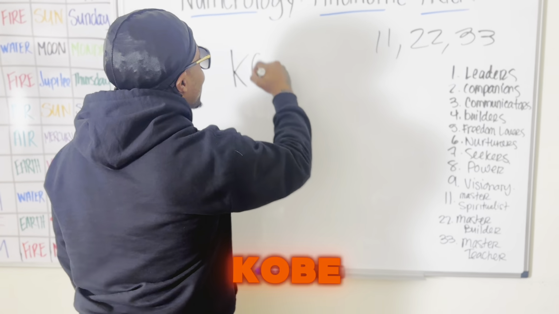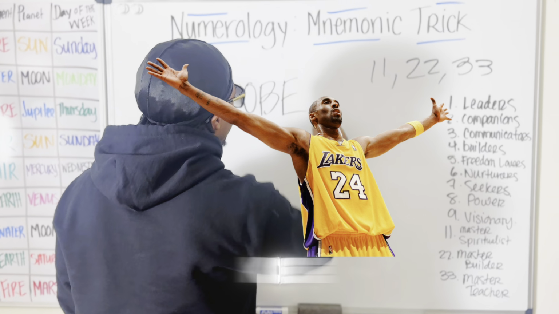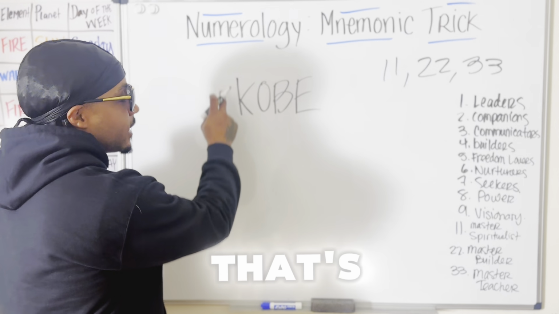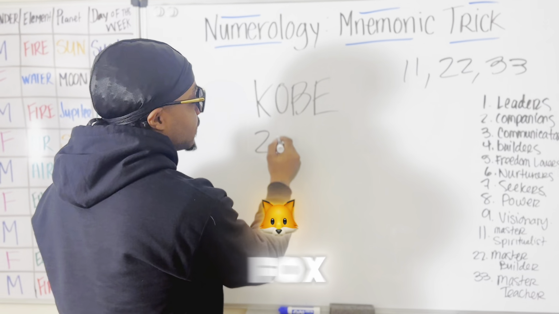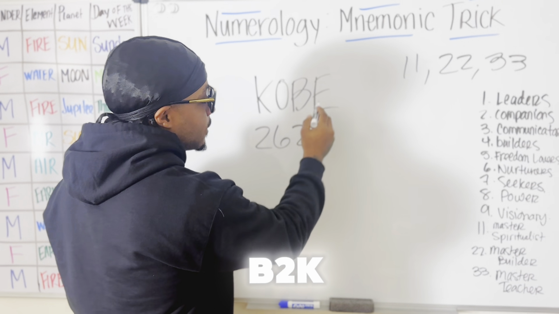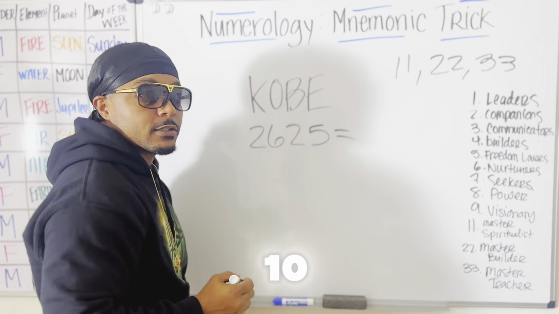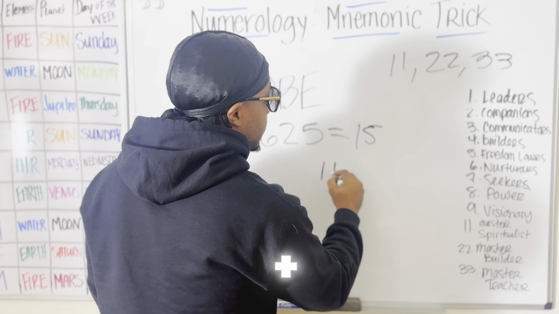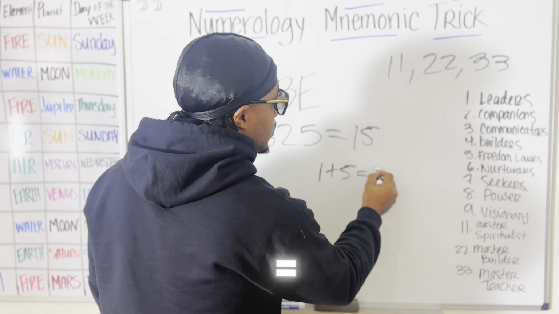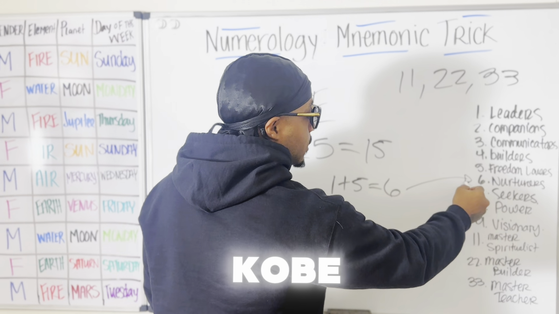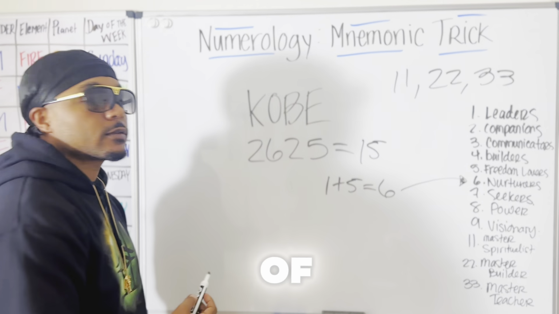All right, let's do Kobe. Everybody know Kobe. The numeric value of K, that's B2K. Fox is 6, B2K. 5 is new. We have 8, 9, 10, 15. 1 plus 5 equals 6. The name Kobe holds the frequency of the nurturers.